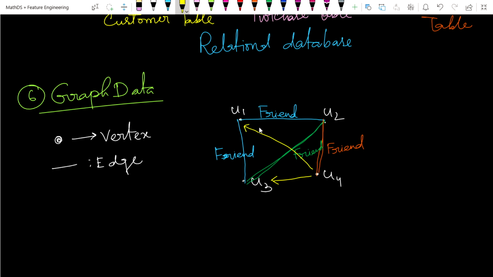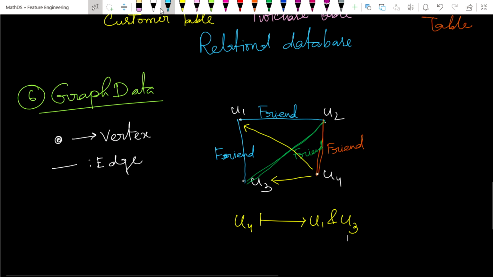There are calculation algorithms for this, and these kinds of techniques are used on graph data. These things are called graph data. So from this picture we can suggest that u4 may be a friend of u1 and u3. I think you have understood how useful graph data is.